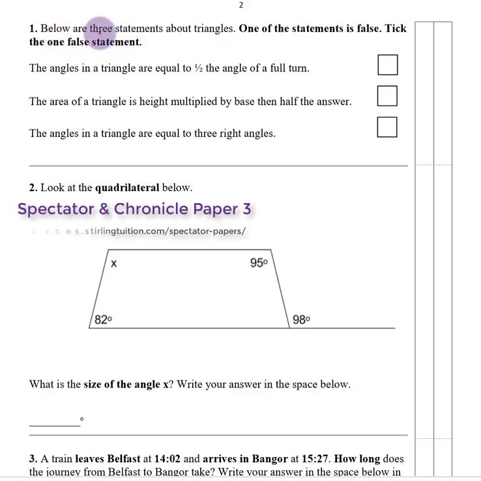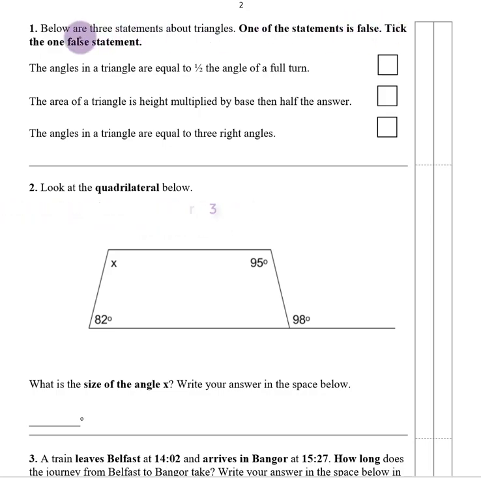Question 1. Below are 3 statements about triangles. One of the statements is false. Tick the one false statement. So this is very important. Tick the one false statement.